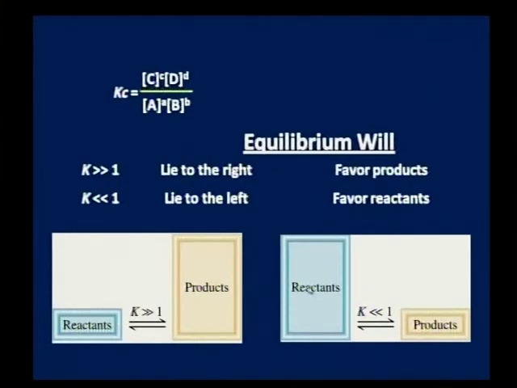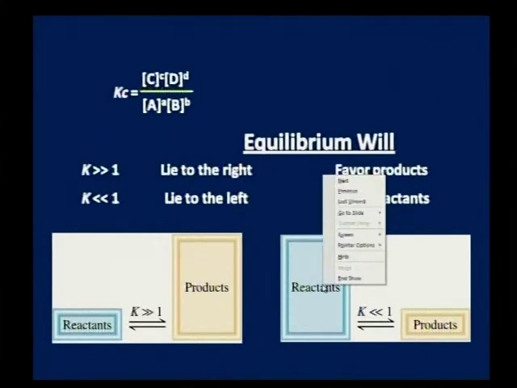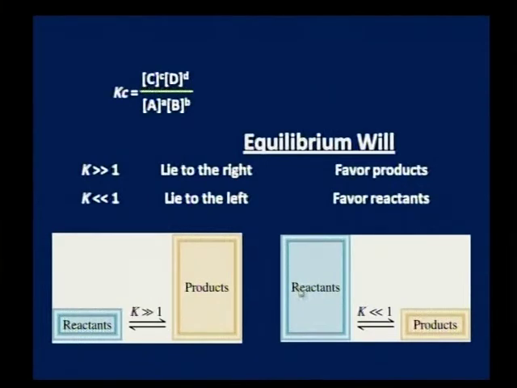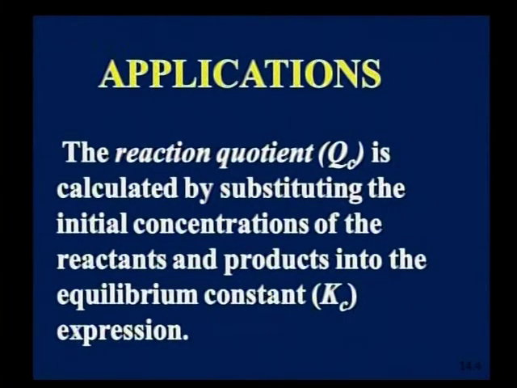And if K is less than 1, the reaction favors reactants, which means if you take a large amount of reactants, only some amount of products is formed and most of the reactants remain. And if K is equal to 1, the concentrations of the products and reactants remain unchanged. And applications.